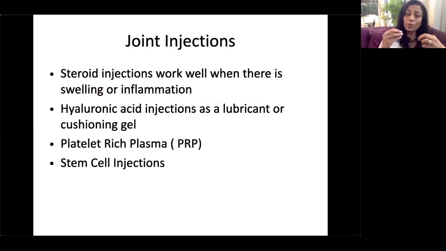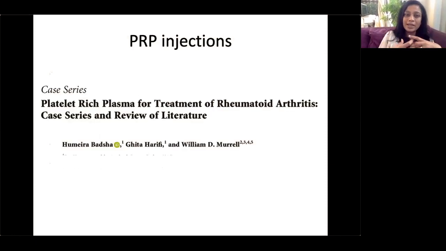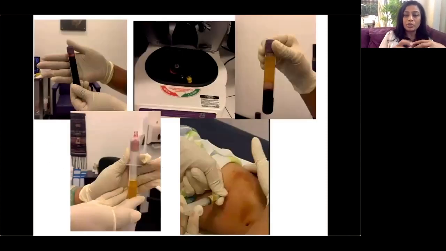Joint injections: we use steroid injections sparingly, only when there's swelling or inflammation in the knee, and steroid injections should not be used often because they can cause cartilage loss. Hyaluronic acid, or these oily injections, are a different kind of injection which cushions the knee. And then we also use a lot of platelet-rich plasma or stem cells. We have also published a review article on our experience in treating patients with rheumatoid arthritis and osteoarthritis.